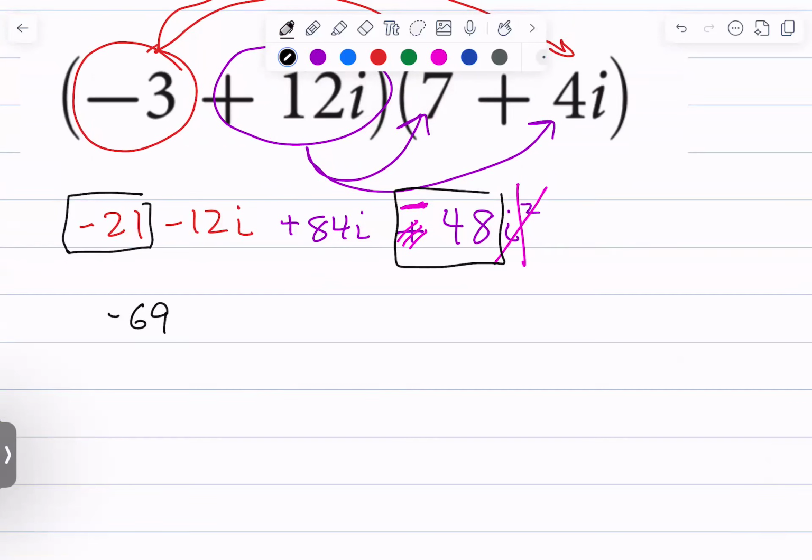And then -12i and plus 84i. That gets me plus 72i. Right? Now, what's in common between -69 and 72i? What's a common term? What's a common factor that I can take out of both 69 and 72?